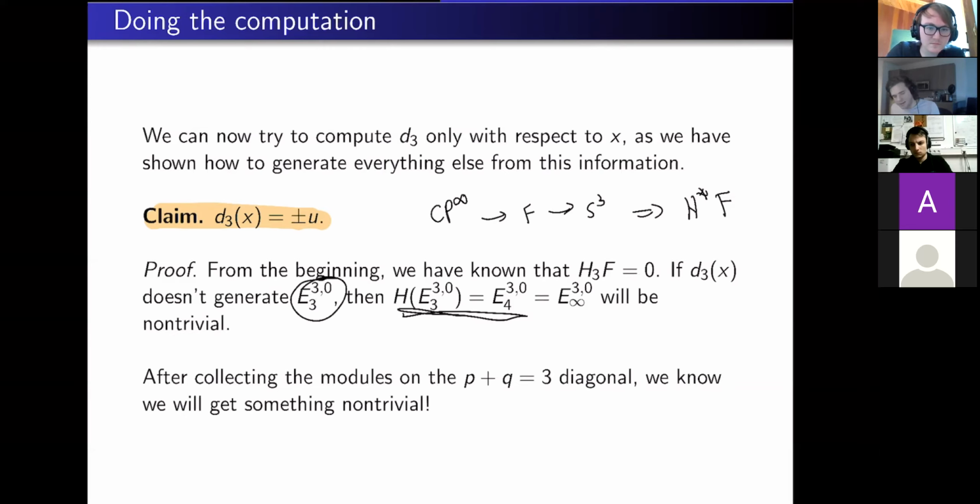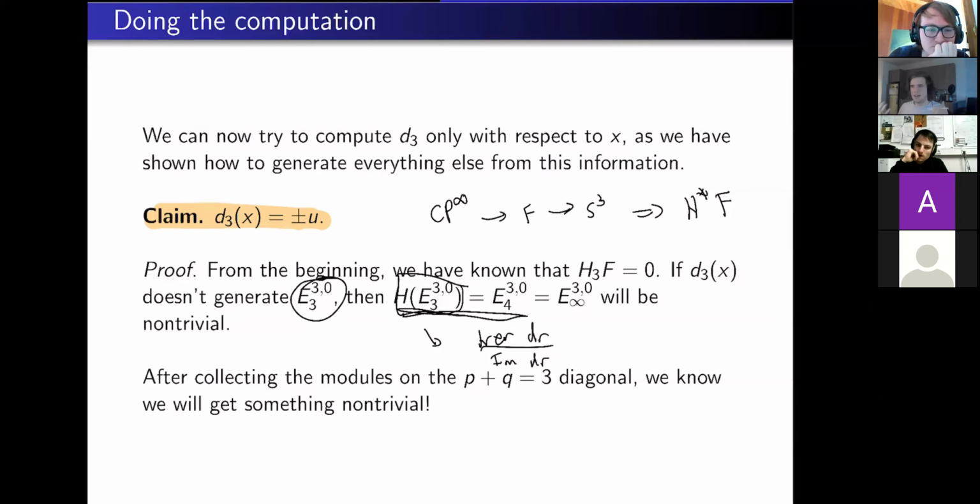So what ends up happening is that d3x has to kill everything here. What this means is that, just to write this out explicitly, this is the kernel of dr over the image of dr. This goes into the out of bounds area. So the kernel is everything, which means the image also has to be everything. So d3 has to be sent to a generator, either plus or minus u.